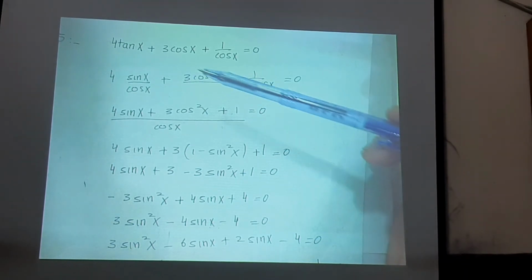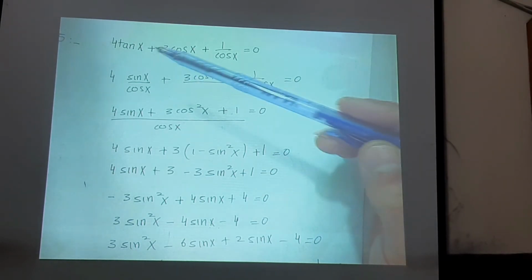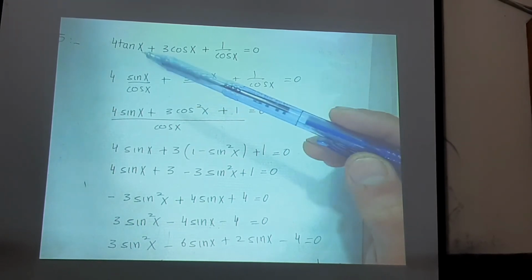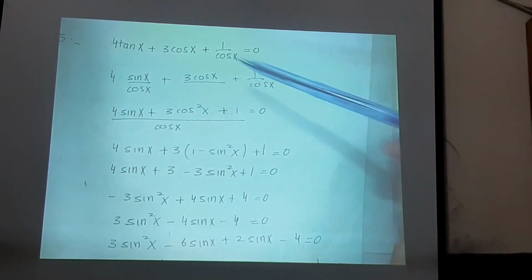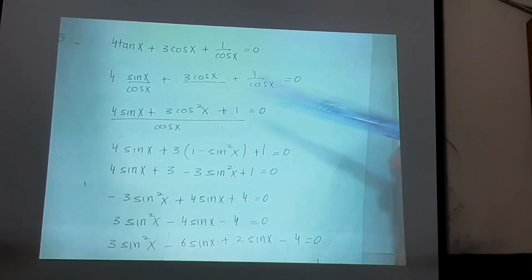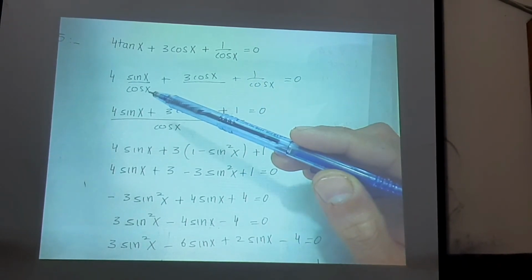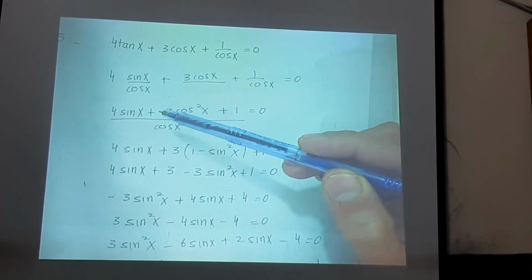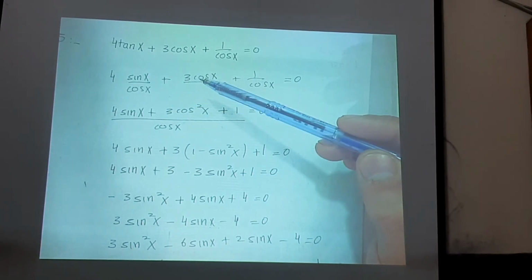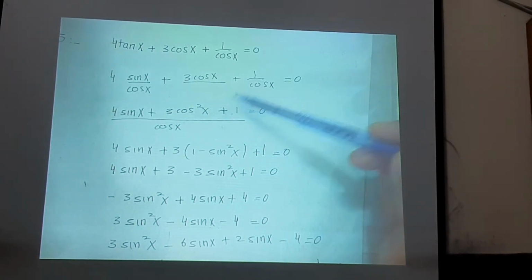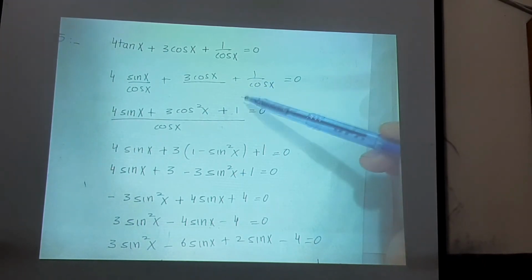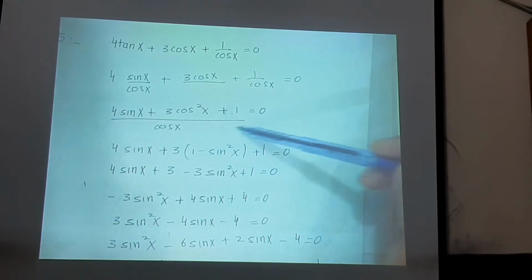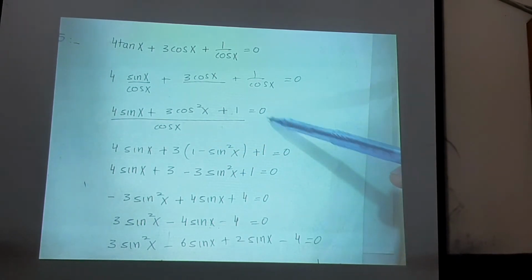First of all, in order to solve questions related to trigonometry, you are going to express your question in terms of sin and cos. So tan is basically sin over cos. You express each term in terms of sin and cos, so tan is sin over cos, cos stays as it is, and 1 over cos. If you take the LCM, then cos x will be your LCM. So 4 sin x will be here, plus cos x multiplied with cos x, so it becomes 3 cos square x, plus here you have 1, is equal to 0. Now cos x in the denominator will come to the right side, multiplied with 0, so it will become 0.